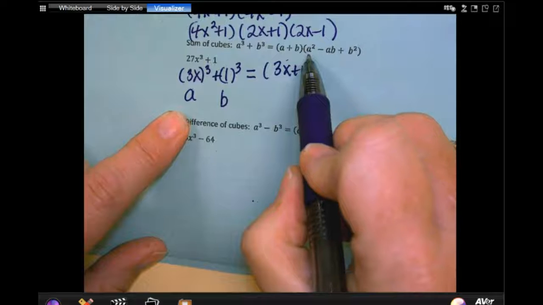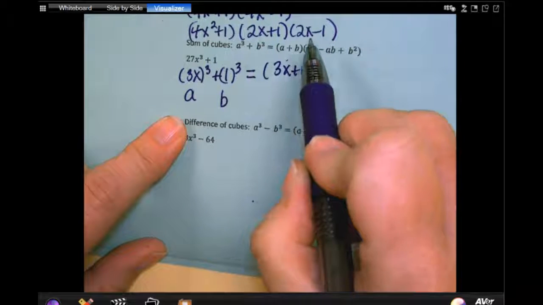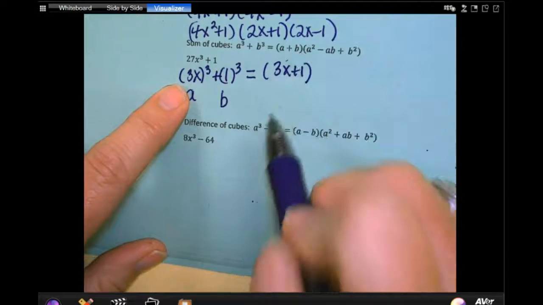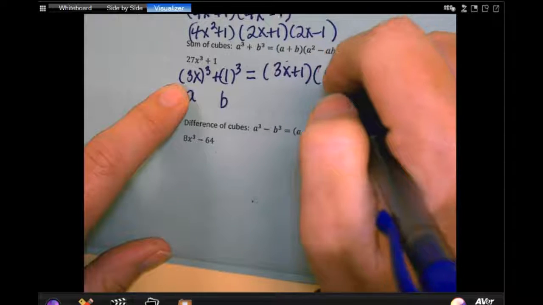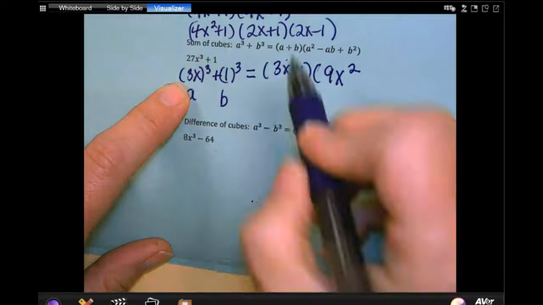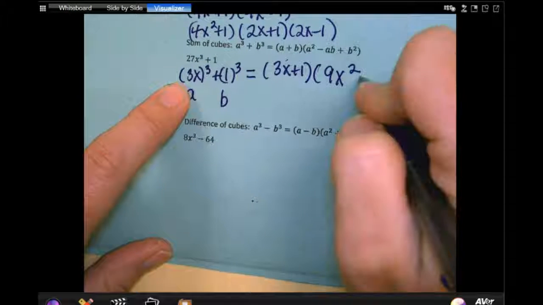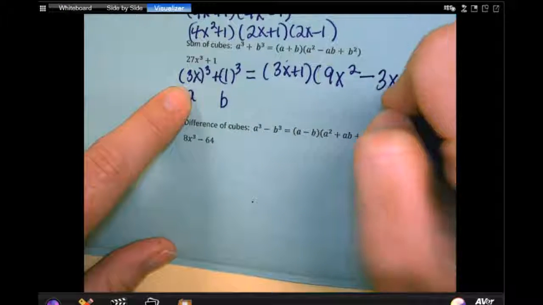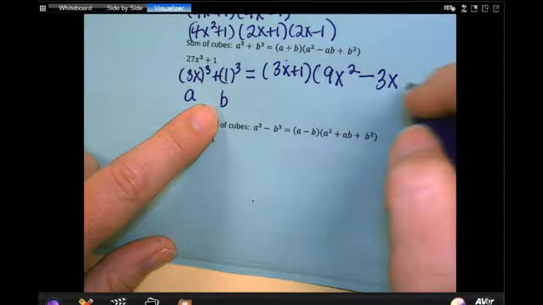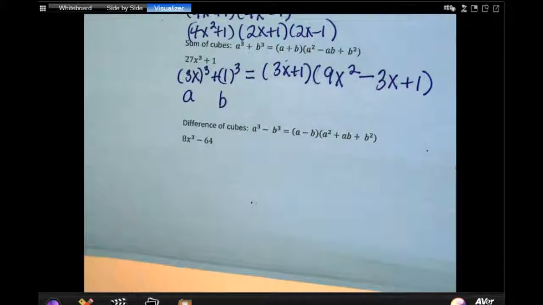And then what does it say to do? A squared. So my a is 3x. What's 3x squared? 9x squared. And then it says minus a times b. So minus 1 times 3x, so that's 3x. And then plus b squared is plus 1. And that doesn't factor. That's the answer. And that's all you're going to do.